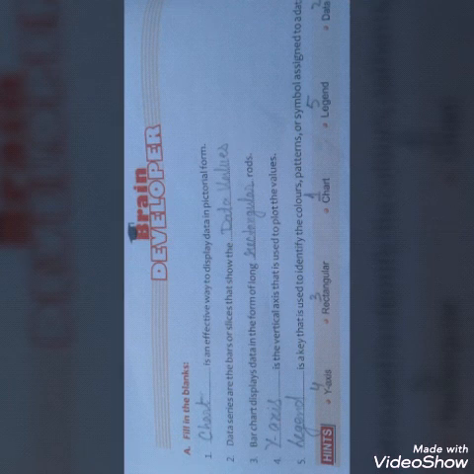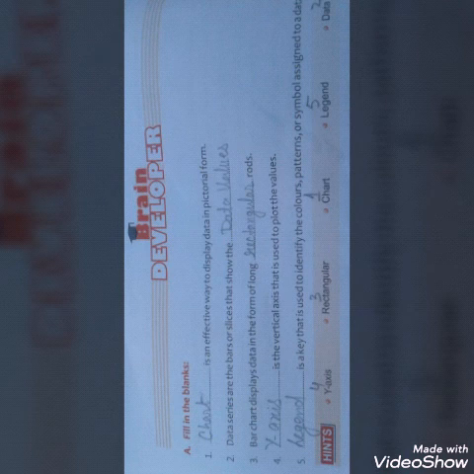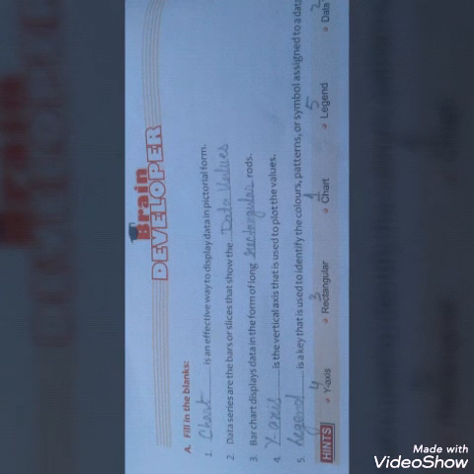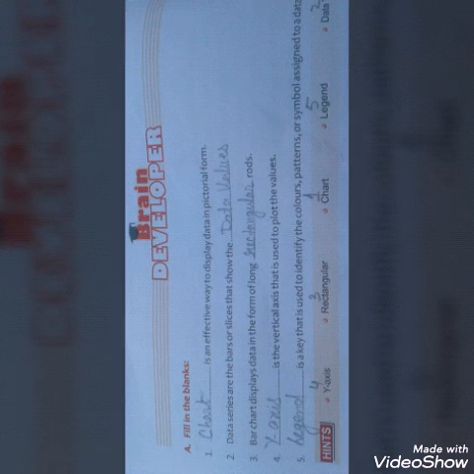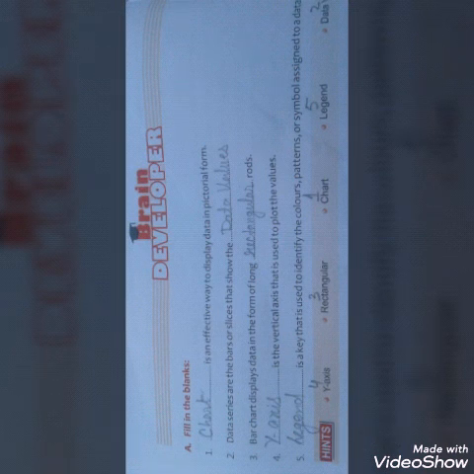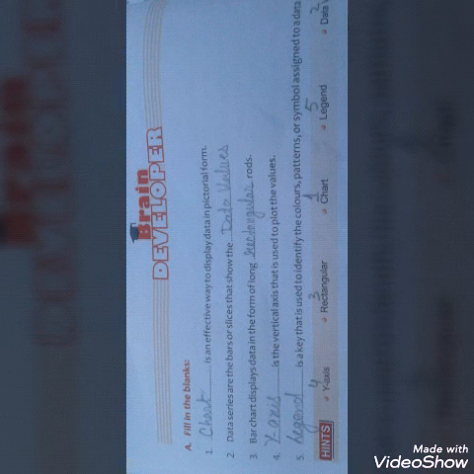So the answer will be here rectangular. Now, fourth statement, students, dash is the vertical axis that is used to plot the values. So the answer is here y axis. Now, next statement, fifth, dash is the key that is used to identify the color patterns or symbols assigned to a data series. So the right answer is here legend.